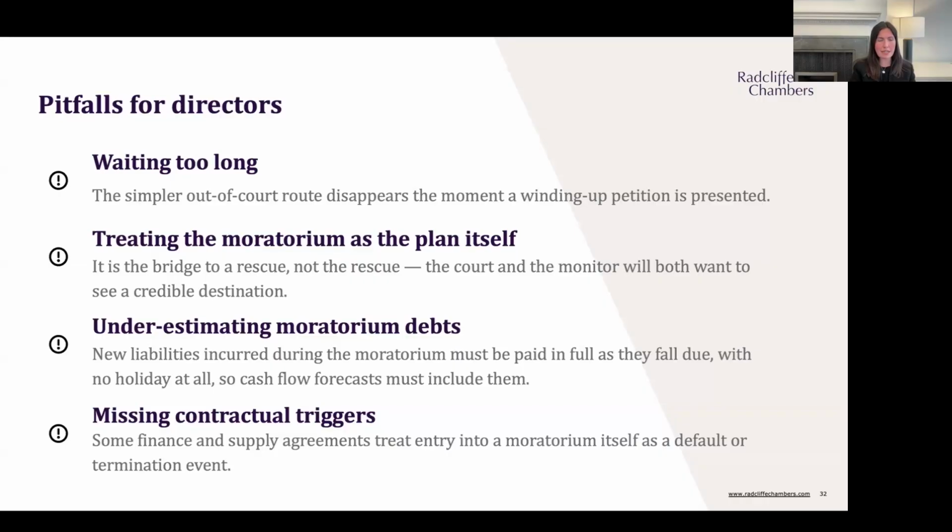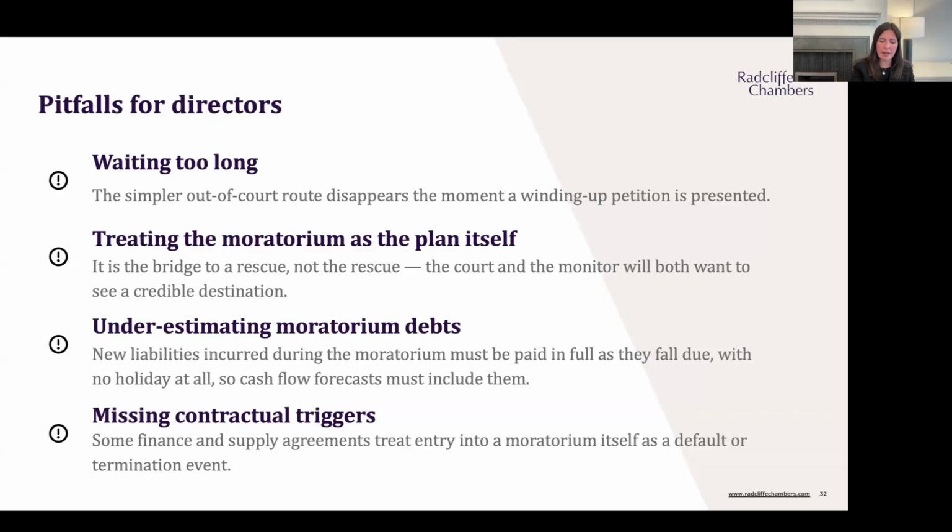Underestimating the debts. This comes back to my case, I think, on where the cash flow pressures became too much for the director and for the company. Of course, new liabilities incurred have got to be paid in full as they fall due. So the court will want to see that your cash flow forecasts include that. That will include HMRC liabilities. And of course, those are typically the largest ongoing liabilities.